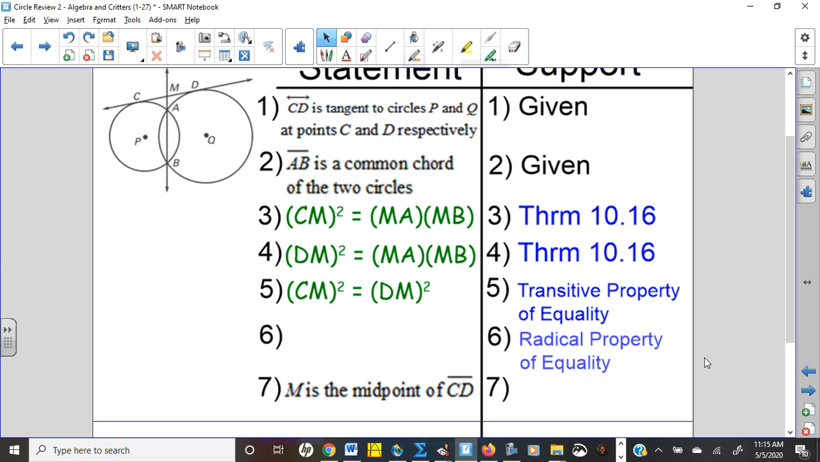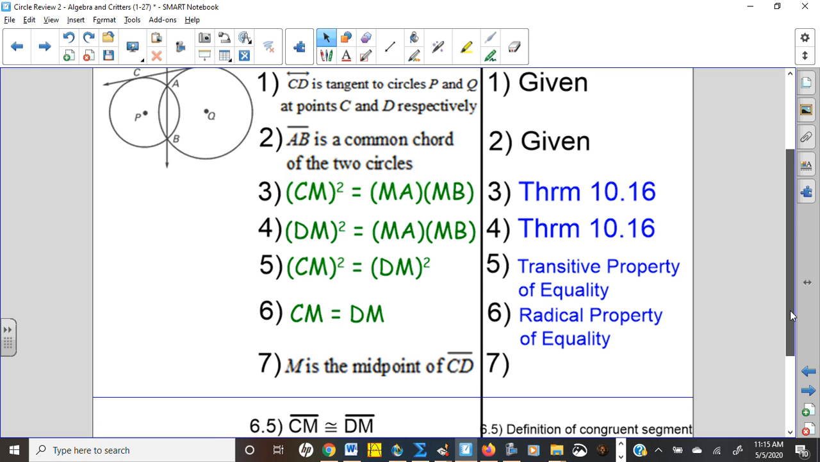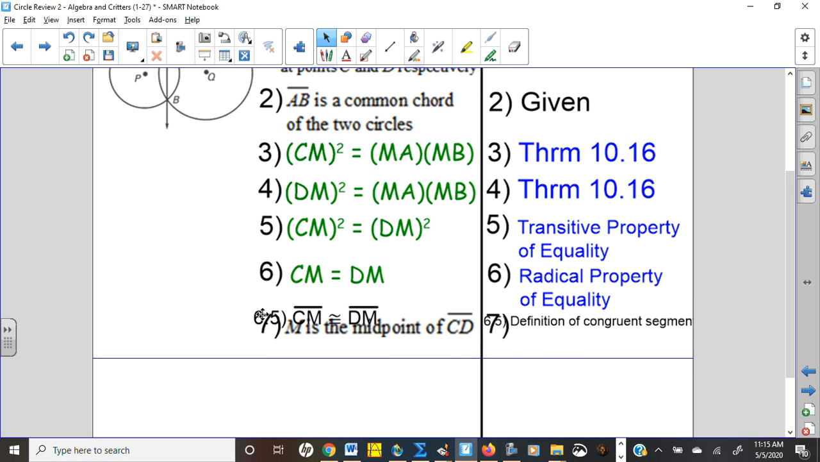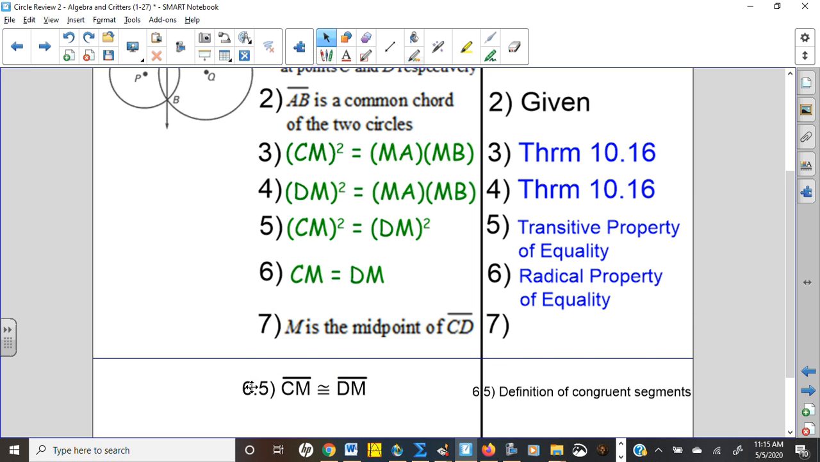By then taking the square root of each side, you could just say take square root of each side. You could say, I use radical property because we have like addition property, subtraction property, etc. of equality, but whatever, we're good. Now, I probably should have added a step right here because equal segments don't mean midpoint. Midpoints are defined as a point that divides a segment into congruent pieces.